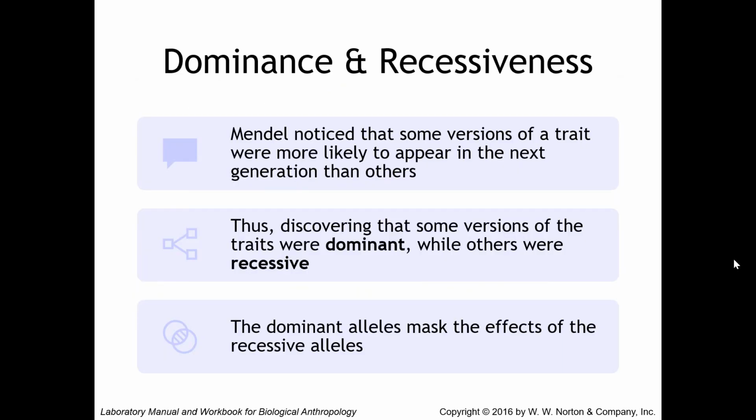With this, Mendel noticed that some versions of a trait were more likely to appear in the next generation than others. And with that discovery, he found that some versions of the traits were dominant and others were recessive. The dominant alleles would then mask the effects of the recessive alleles.